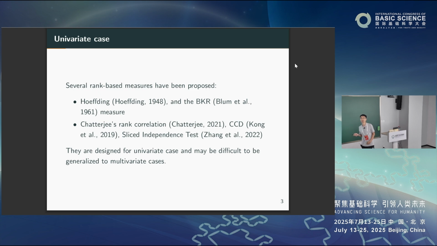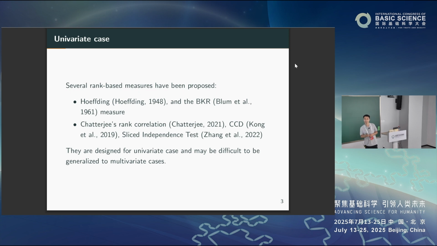And in practice, in many cases, we may be interested in the multivariate cases. For example, we want to understand how the salary is related to education and, I don't know, the height, whatever, and there may be many features. So it is important to develop measures that can be used for multivariate random variables or even arbitrary high dimensions.